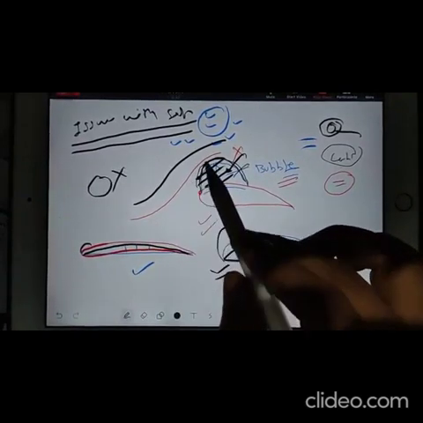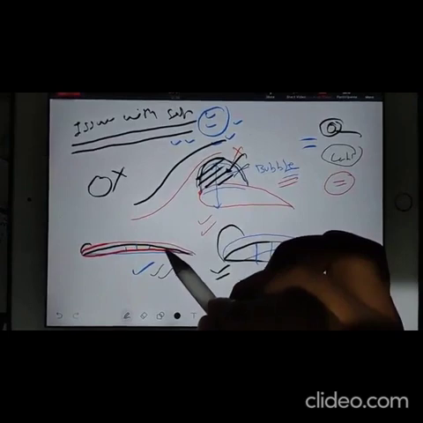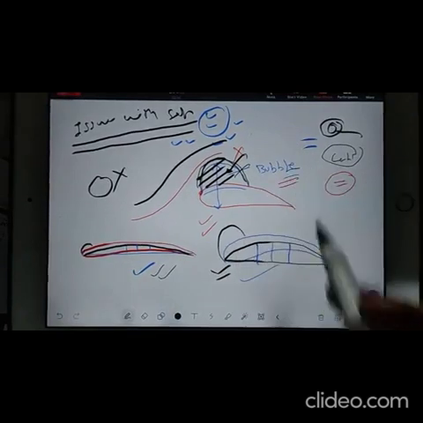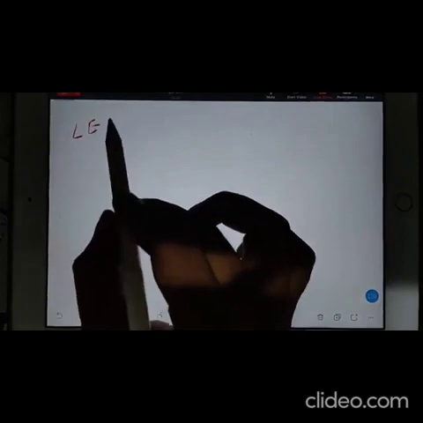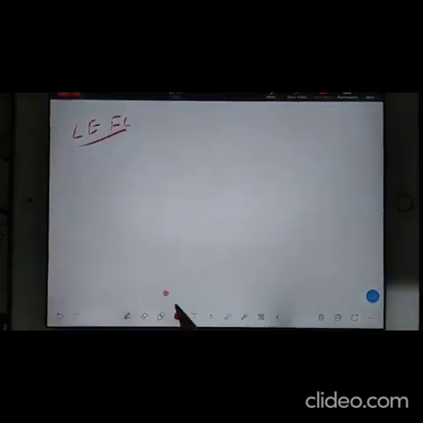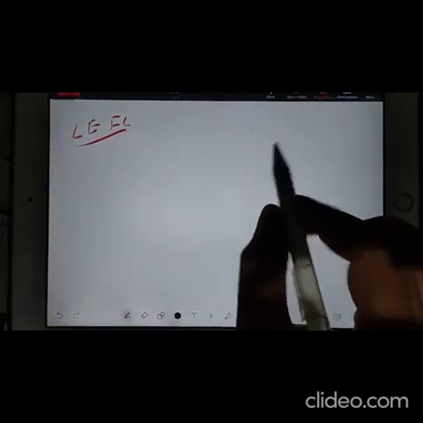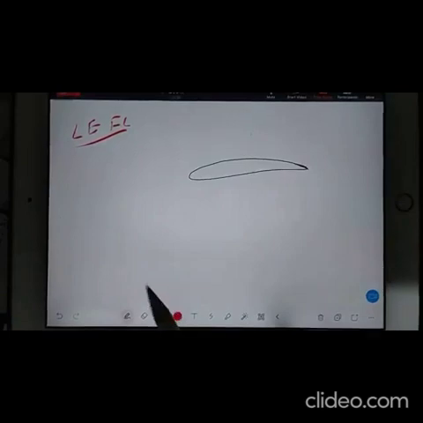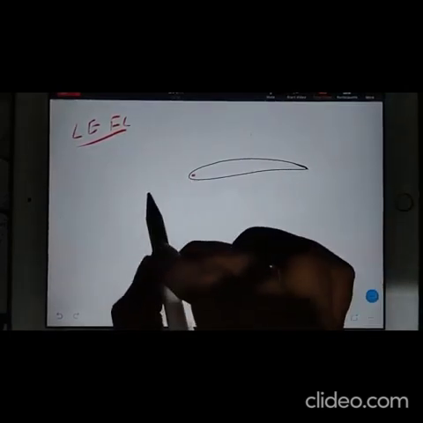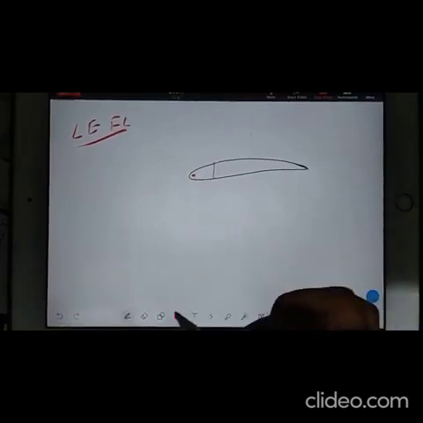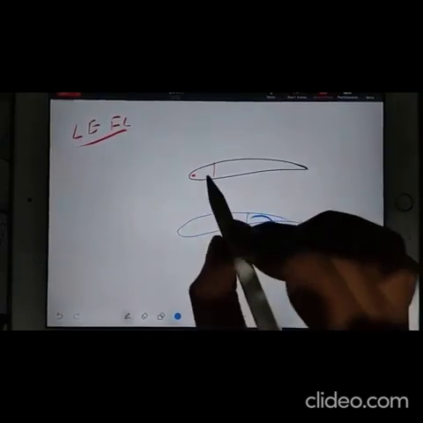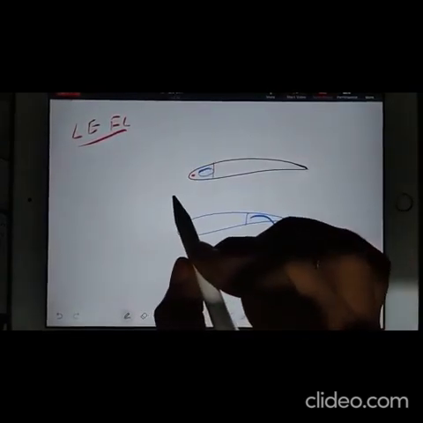So there are ways to prevent them. So now I'm going to teach you leading edge flap. Don't be confused with leading edge slot. Leading edge flap. So leading edge flaps are attached at leading edge. If you have the wing here, then on the leading edge itself, cut here this portion. Like in trailing edge we are cutting here and we are deflecting this. So in leading edge you deflect this portion.